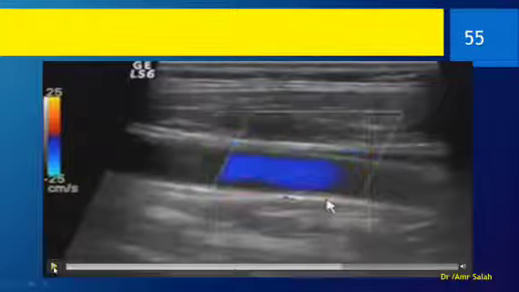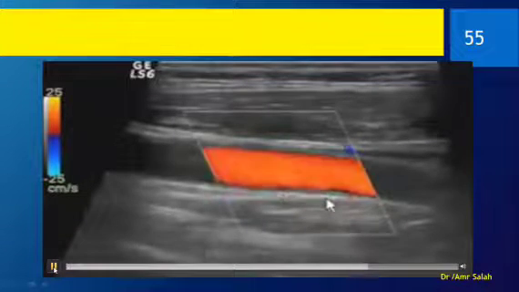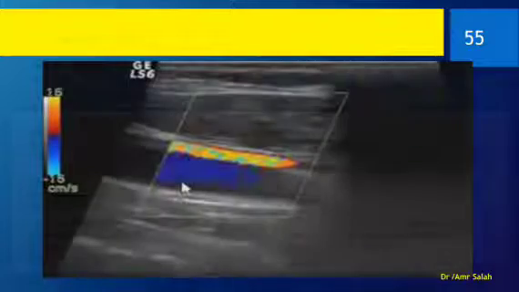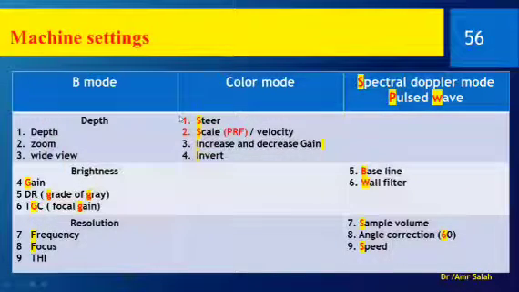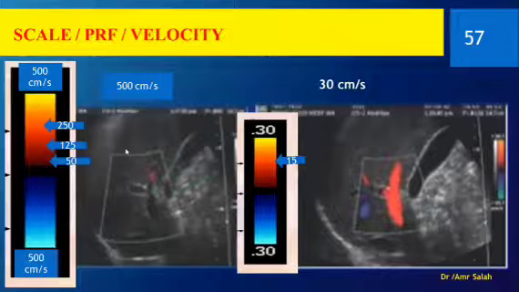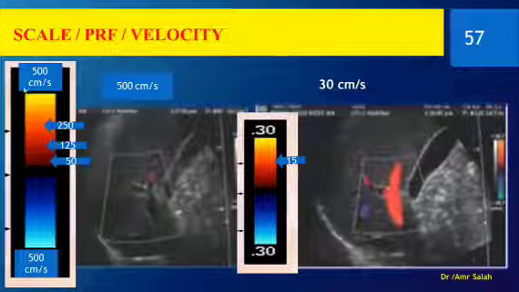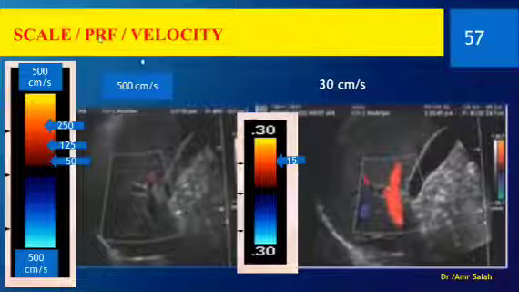But voila, when there is no steering, there is hardly any color. So that's the steer finished. Back to the list. In the color mode, we have the ISIS, the steer, the scale, and the gain. Now comes the scale, the PRF, or the velocity.